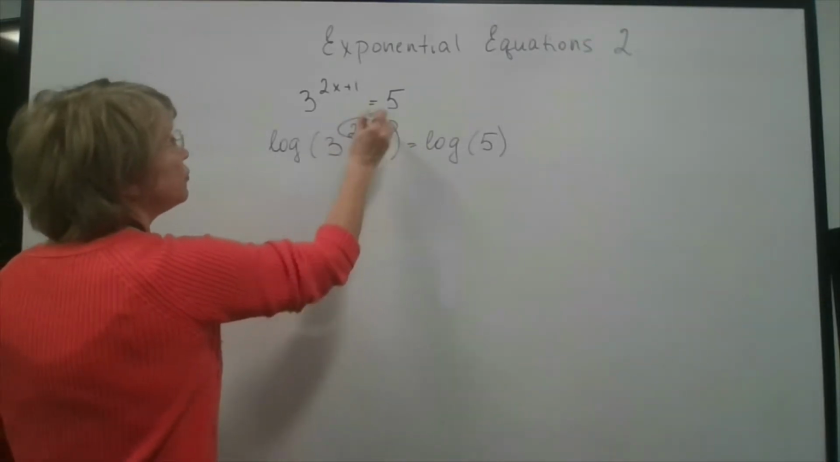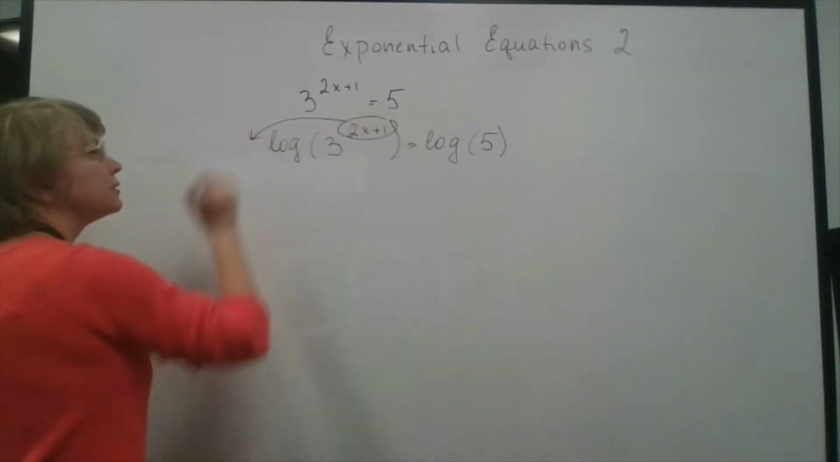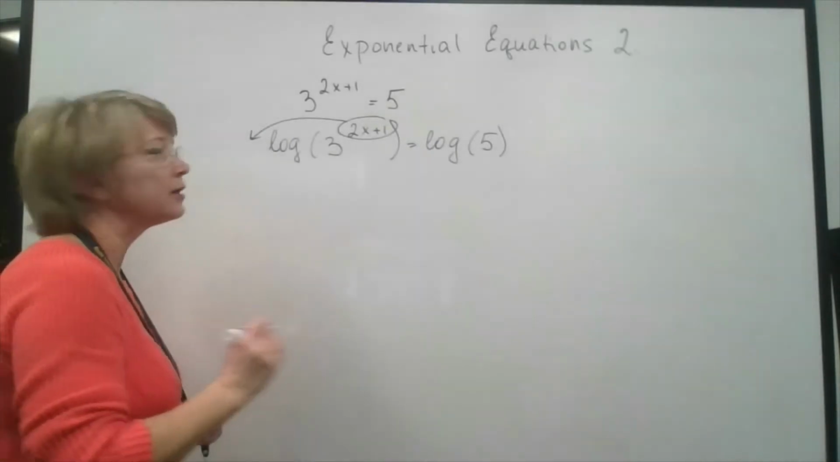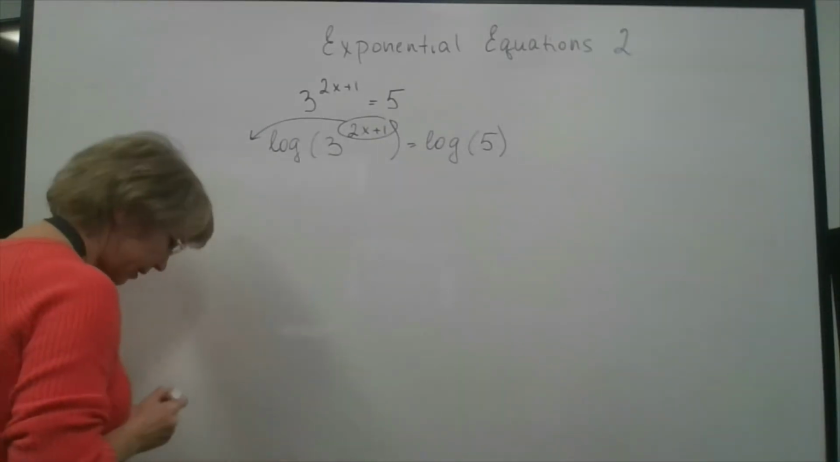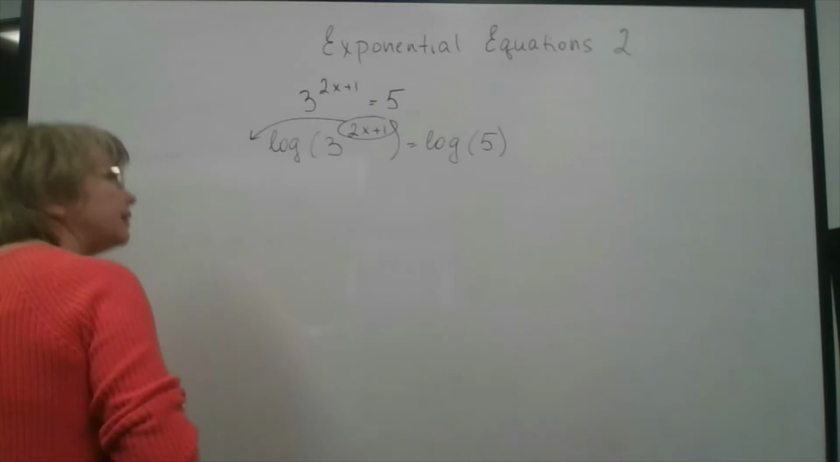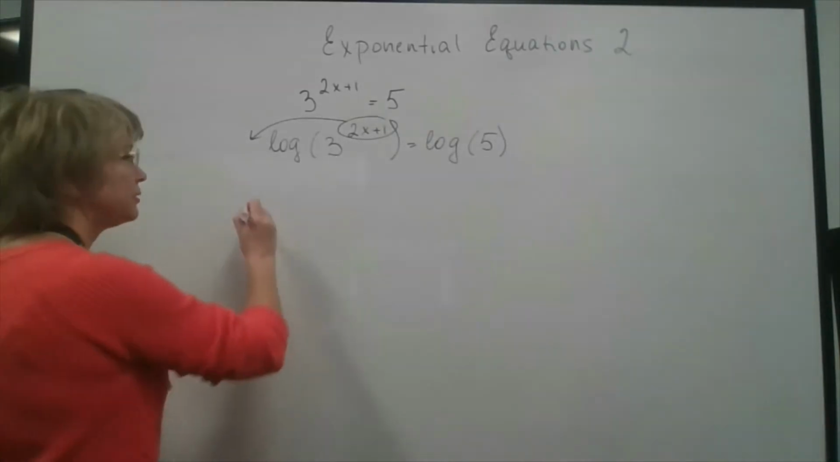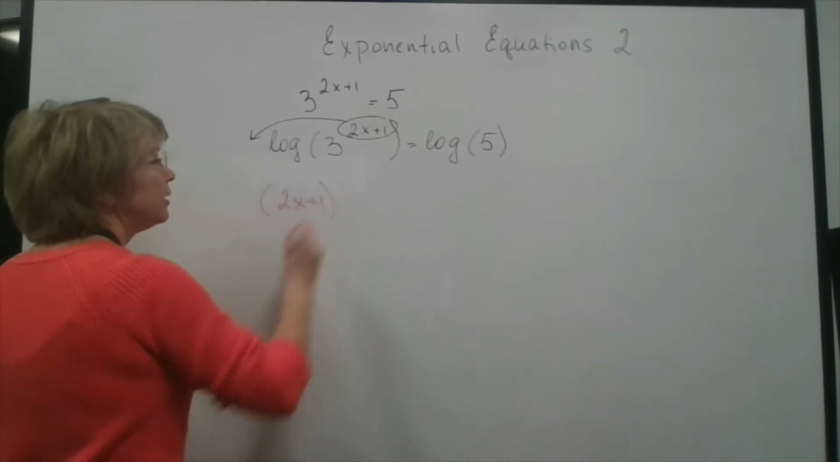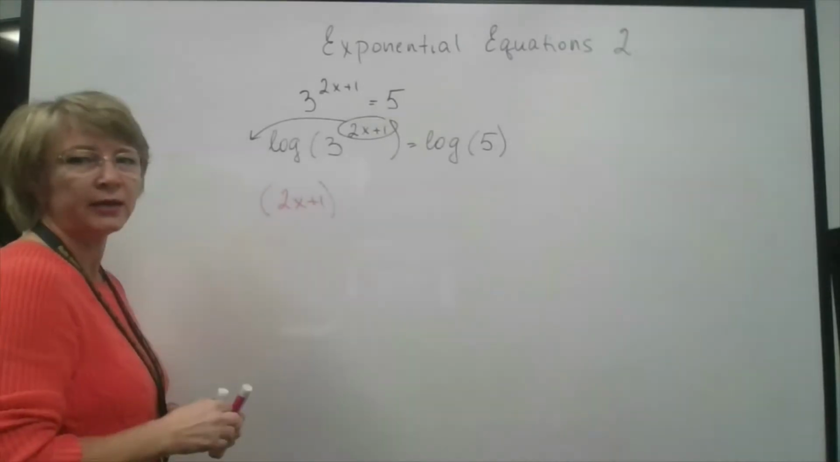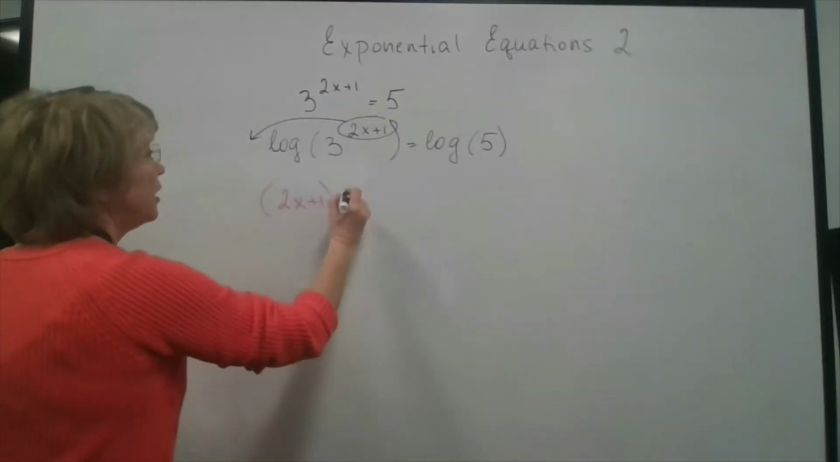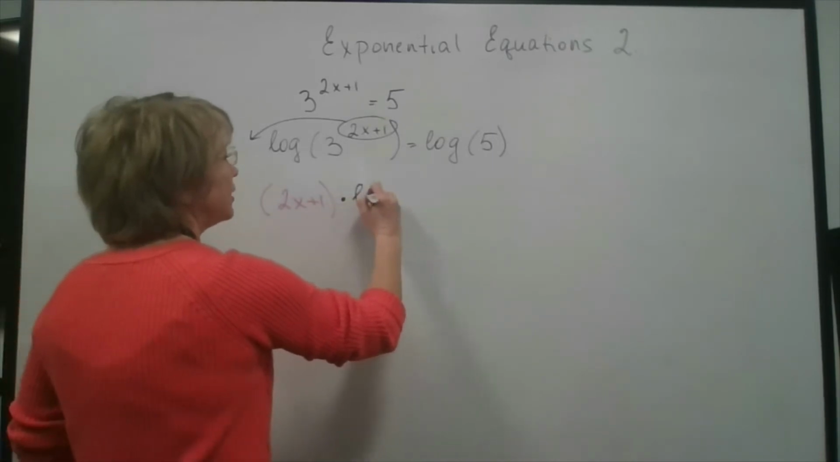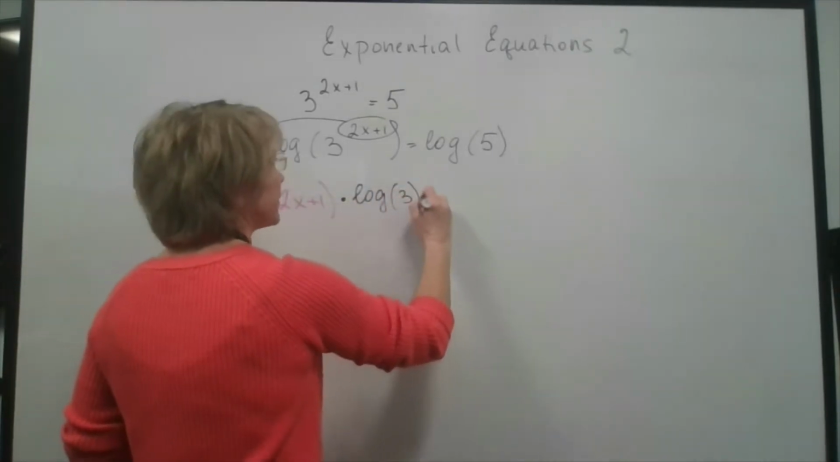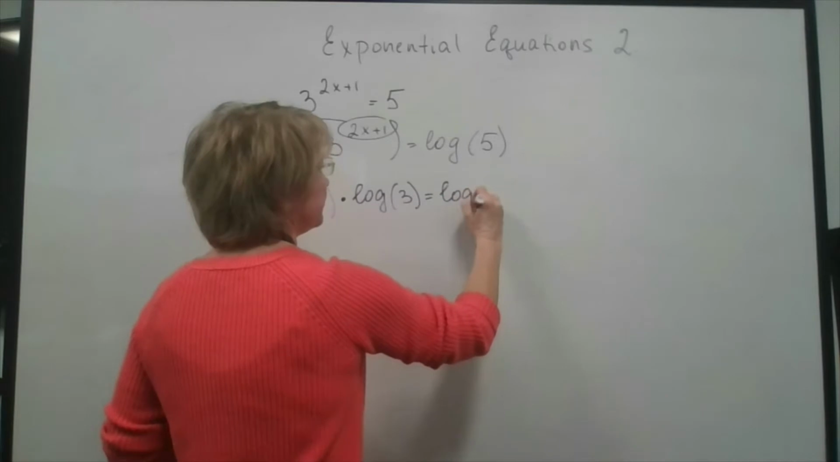Next step, we will move the exponent in front of the logarithm. Don't forget to put this inside of parentheses. This is where students make mistakes. 2x plus 1 has to stay inside of parentheses, times the logarithm of 3, is equal to the logarithm of 5.